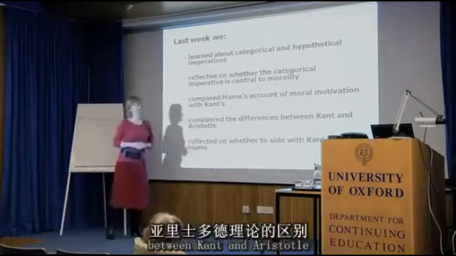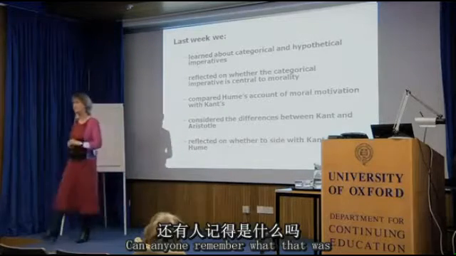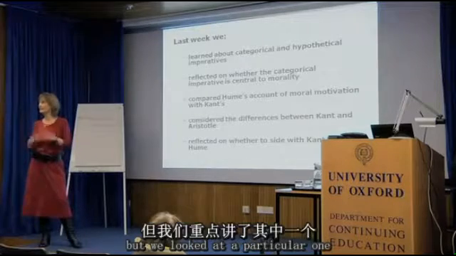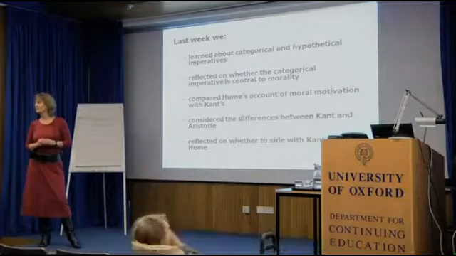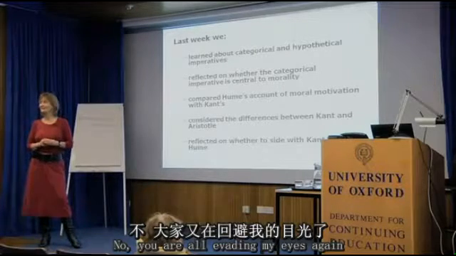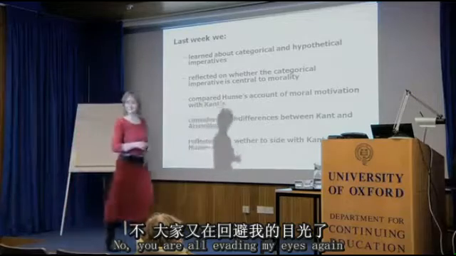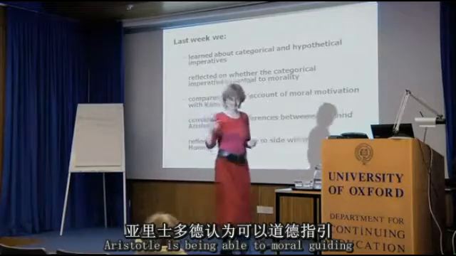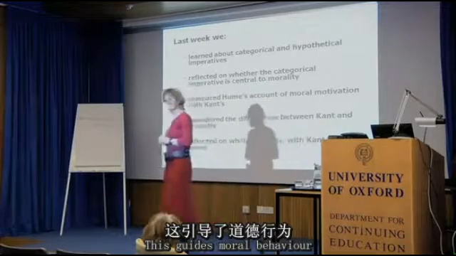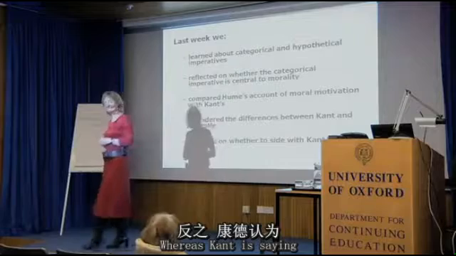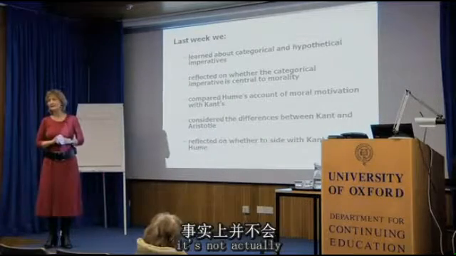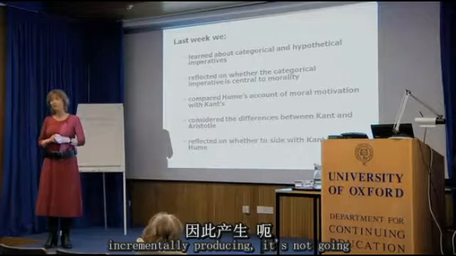Then we looked at the difference between Kant and Aristotle. Can anyone remember what that was? I mean, there are lots of differences between Kant and Aristotle, but we looked at a particular one. Happiness, or eudaimonia, as being the guiding, as being the most important thing. This is the thing that guides moral behaviour, whereas Kant would say it may be the result of moral behaviour, but it's not actually instrumental in producing it. It's not the goal of it.